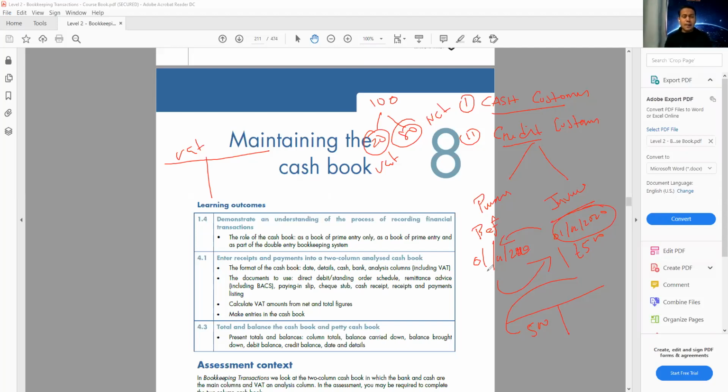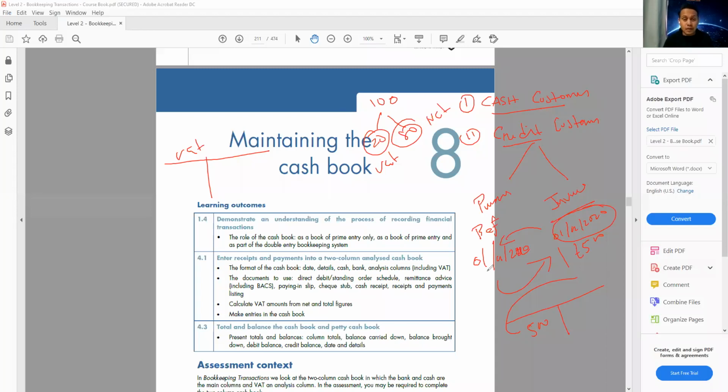The next step is we need to understand how many types of sales we have. We have a credit sale, we have a cash sale. If there is a cash sale or cash purchase, we have to split the VAT. If there is a credit purchase or credit sale, we don't have to split the VAT because we already did it before. On the other hand, if we receive in the form of cash, we record on the cash column. If we receive in the form of bank, we record on the bank column. If these three understandings are clear for you, cash book will be very, very easy for you.